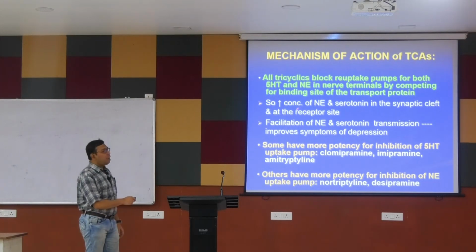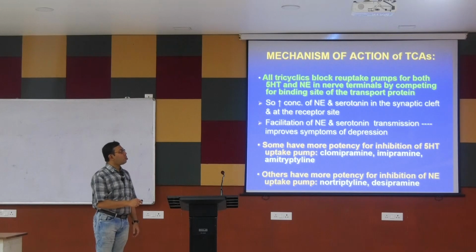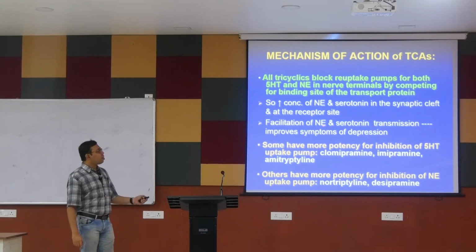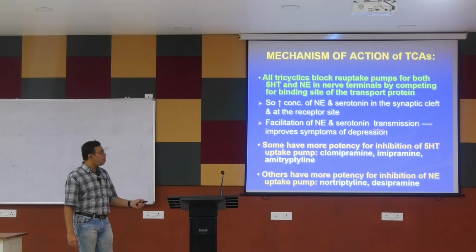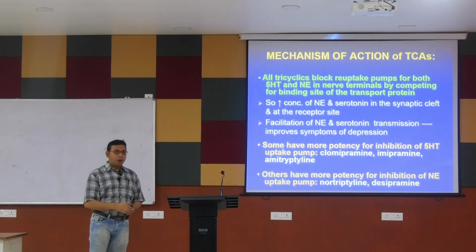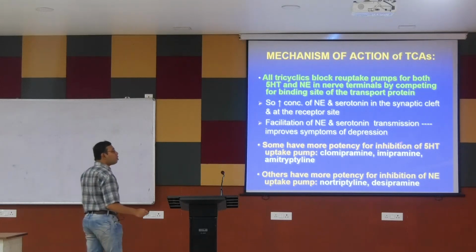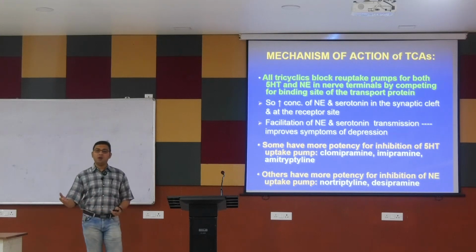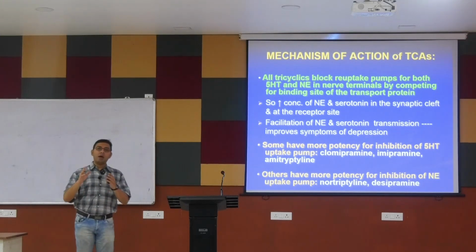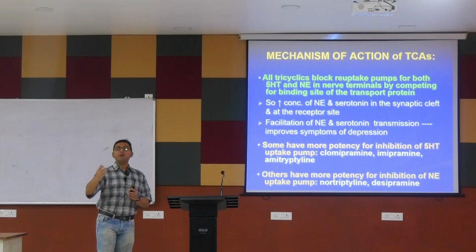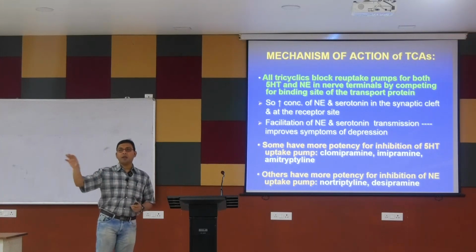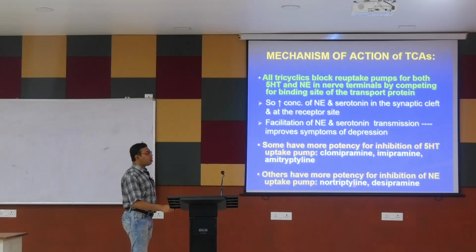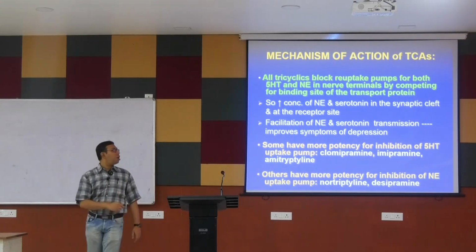So ultimately there is an increased concentration of norepinephrine and serotonin in the synaptic cleft and at the receptor site, facilitating norepinephrine and serotonin transmission, which improves the symptoms of depression. Some have more potency for inhibition of serotonin, some have more potency for inhibition of norepinephrine. So different drugs differ according to their specificity and potency for different types of receptors. Examples are clomipramine, imipramine, amitriptyline, and nortriptyline, desipramine, etc.